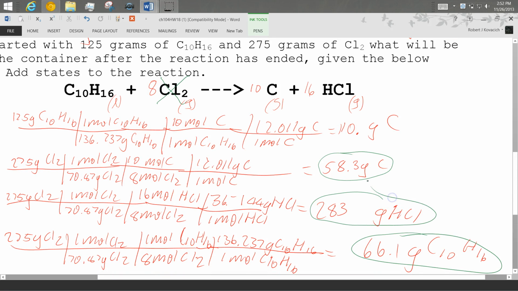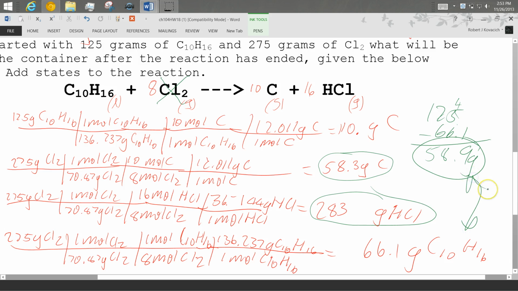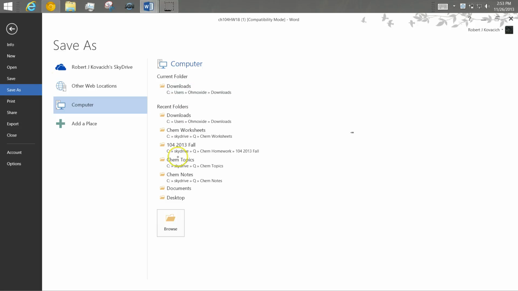No, I got that much of that stuff. I don't have this much of this stuff. I got 125 minus 66.1, that's 58.9. So in my container, I've got 58.9 grams of my decane. I've got 58.3 grams of carbon. I've got 283 grams of hydrochloric acid, and I've got no chlorine left. Do we have any questions about that? No?